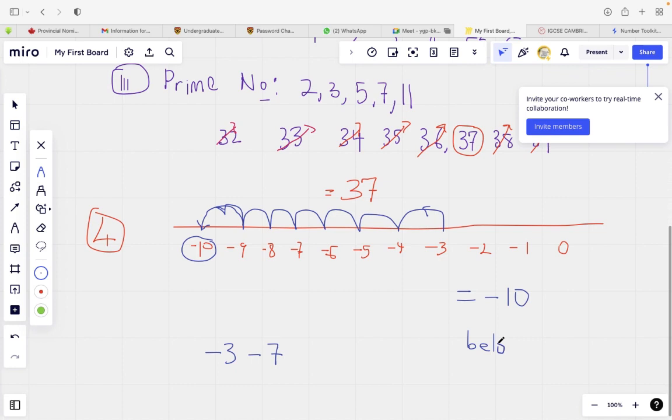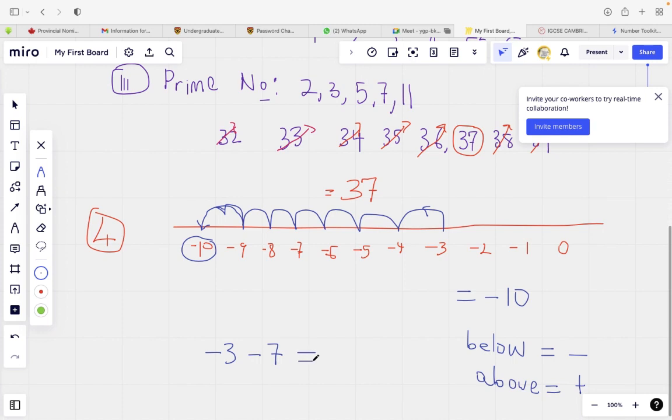So when they say any temperature below a certain number, you say that number minus. In this context, when they are using temperature, below or fall means negative. Above or rise means positive. Below or fall means negative. So any temperature below negative 3, you say negative 3 minus 7.